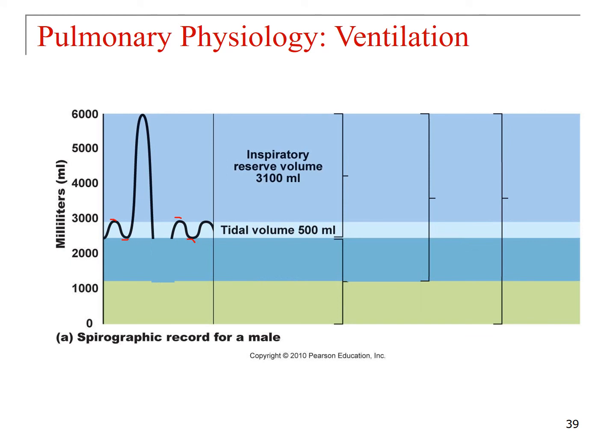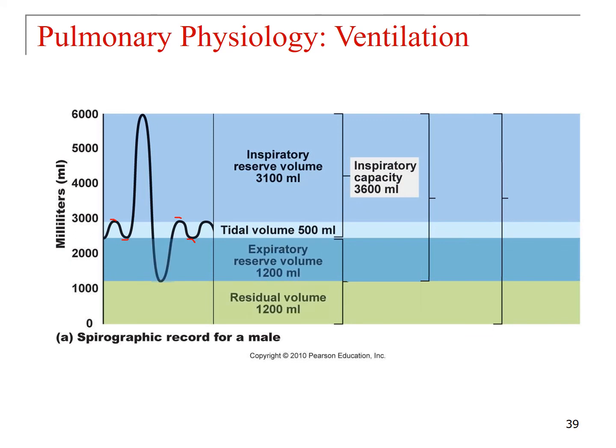Now you have an additional amount of air that you can breathe in, and this is called the inspiratory reserve volume. And so the tidal volume plus the inspiratory reserve volume together make up your inspiratory capacity. This is your expiratory reserve volume, this portion that dips down right here. And then down here in the green area, you've got residual volume. Residual volume is the volume of air that never leaves the lungs.